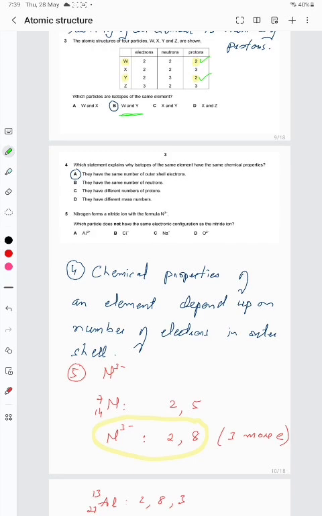Which statement explains why isotopes of the same element have the same chemical properties? The chemical property of an element depends upon the number of electrons in the outermost shell, and since in isotopes the number of electrons is the same, the chemical property will not change. In question number 4, the correct option is A. They have the same number of outer shell electrons.